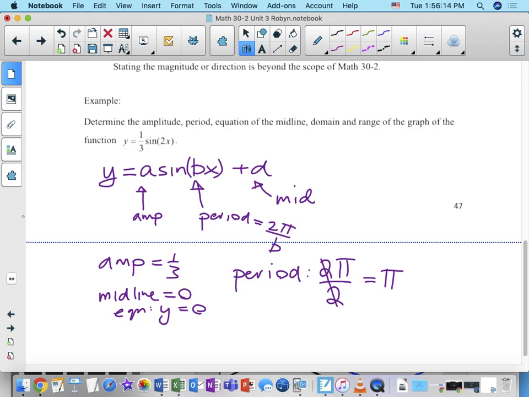Now, domain and range, listen, you could graph it if you want, but think about this. The midline is at 0. Here's pi. The amplitude is at 1/3. So from the midline, we're going up 1/3 and down 1/3. Okay? If you can picture that, hold on. You'll be able to determine the domain and range.